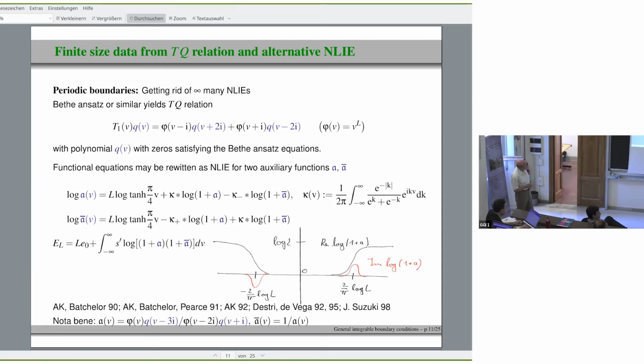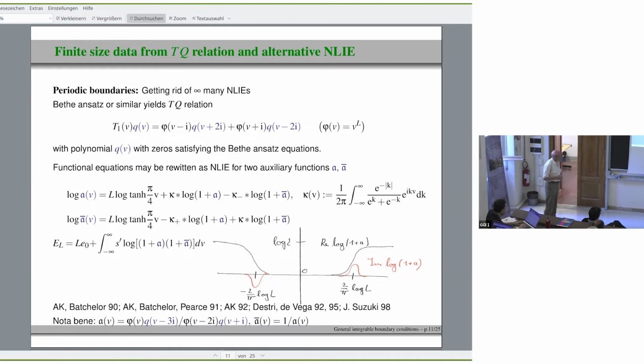When defining functions A and A bar as the first term on the right-hand side divided by the second term or vice versa, then one discovers that these two functions satisfy integral equations that are similar to before, with TBA structure, but now there are only two such functions. On the left-hand side, log A bar, on the right-hand side, log of 1 plus A and log of 1 plus A bar, with a certain kernel, defined here by a Fourier integral. The driving term is as before, and this is for the isotropic case.